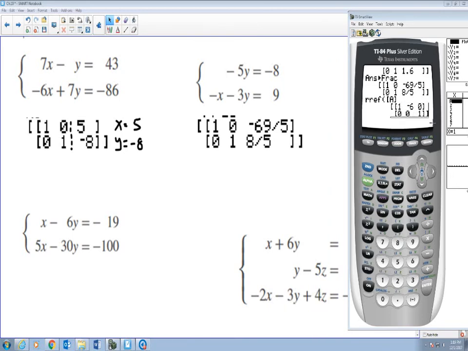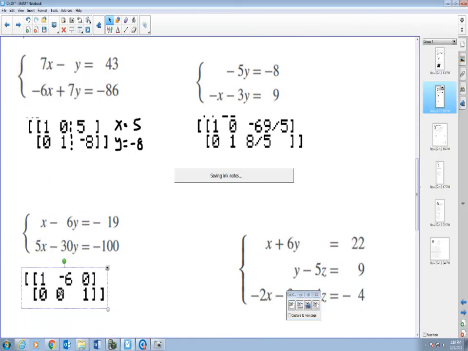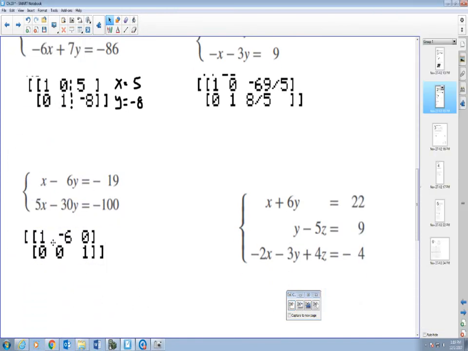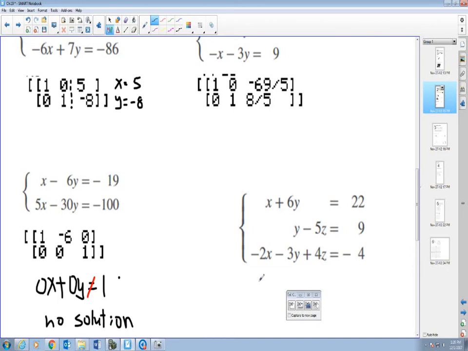Diagonal entry got to be 1, but here my diagonal entry is not 1. This one says 0. So if you read the second one, it does say 0x plus 0y equal to 1. Does 0x plus 0y equal to 1? No. Alright, when that happens, that means it has no solution.